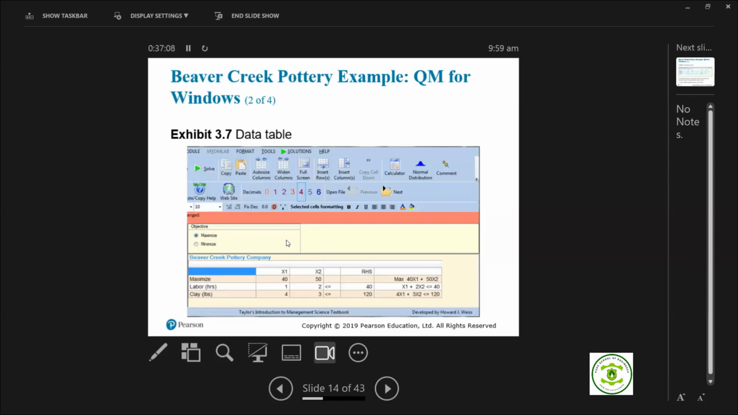If you click OK, you have maximize. You have constraint 1 and constraint 2. So you can type these things there. You can type labor in hours, and clay in pounds. It's editable, so you can change it. Then you can enter these values. These values have to be entered in their respective positions.